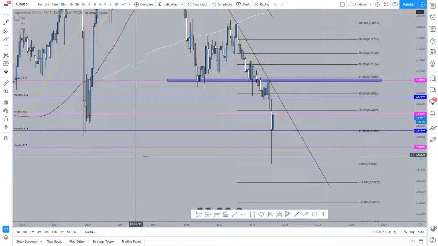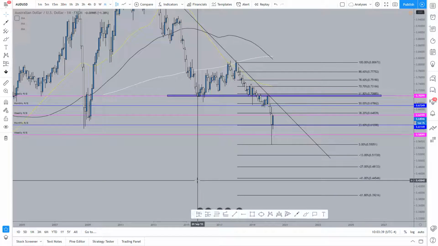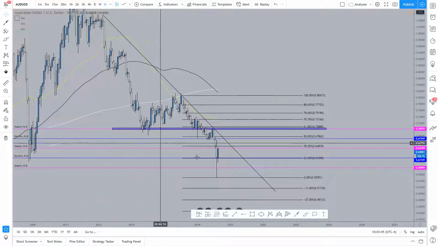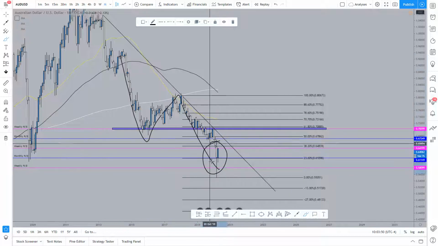What's up, traders? So as promised on my last video, I will do an analysis breakdown of AUD USD. So let's get started. First things first, on AUD USD, you can see that the trend is clearly bearish. So we're making lower low, lower high, lower low, and then maybe a lower high here.